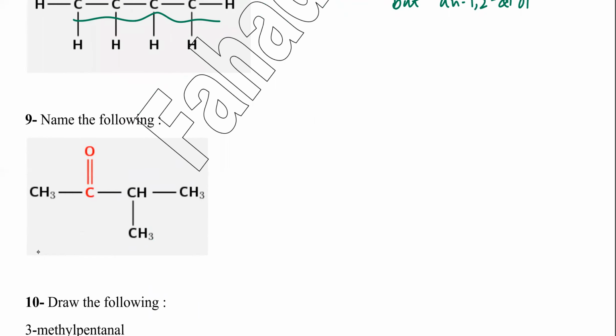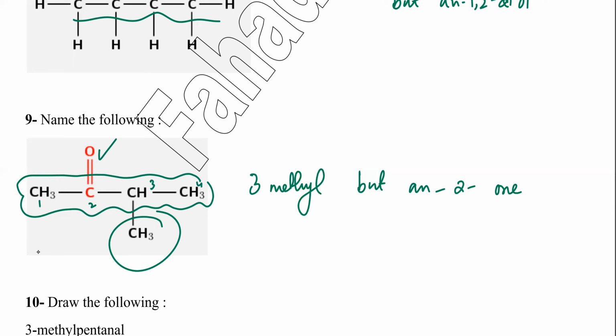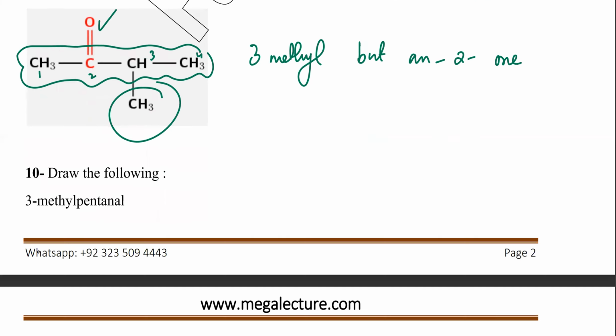This one is what? It's a ketone. So but. What's the position of the ketone? That's on the second one. And you have a branch of methyl, that's on the third one. So this one is butane-2-ol. And how many are left?